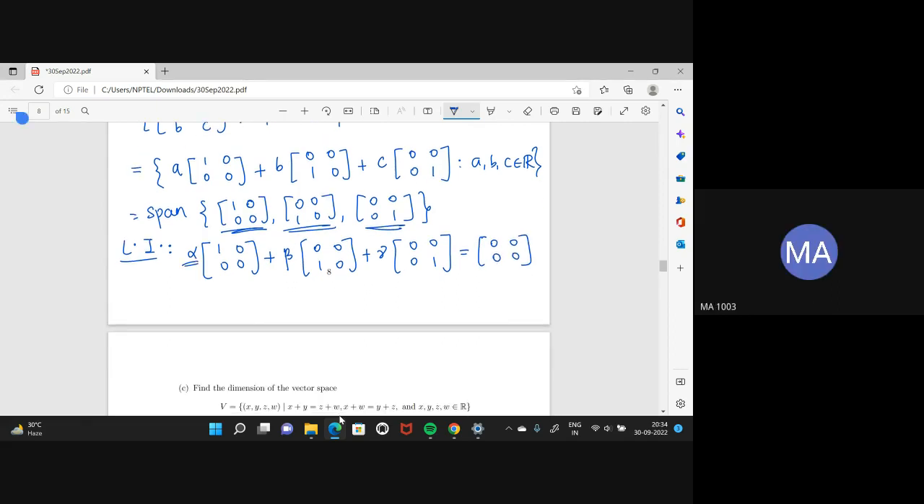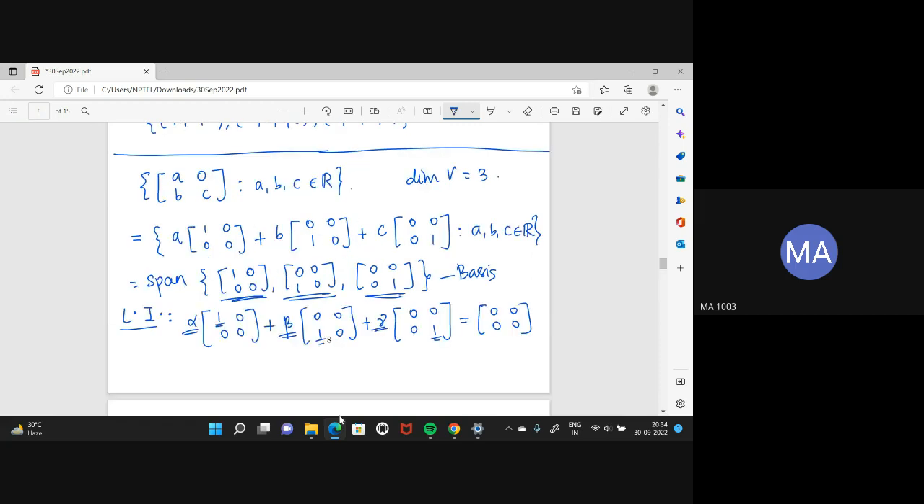Now, if you can show that alpha, beta, and gamma should definitely be 0, then it is linearly independent. It is, right? Yes, because alpha is appearing only here, beta is appearing only here, gamma is appearing only here. So this is a basis. So it is 3-dimensional.